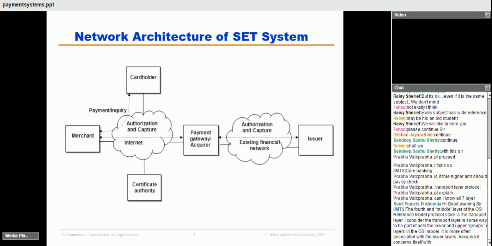Okay, so Prabha, you want to know all 7 layers. I think this particular thing which you are asking is not basically related to our today's topic, but still I'll let you know. Just give me a minute. Give me a minute, I'll explain it to you.